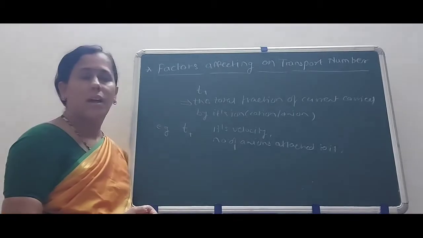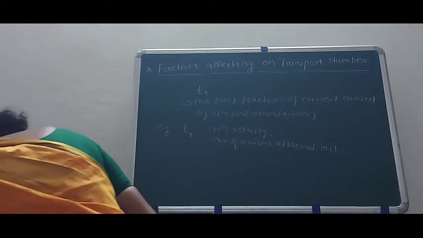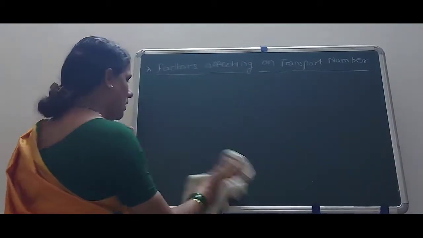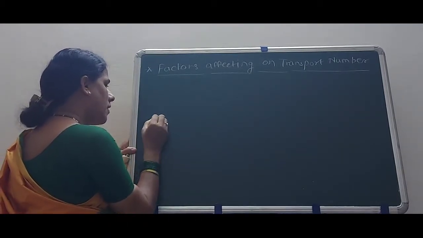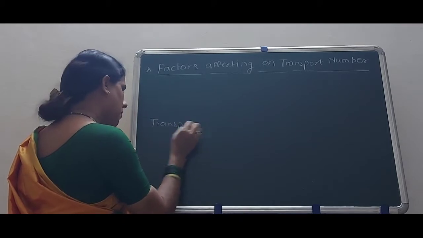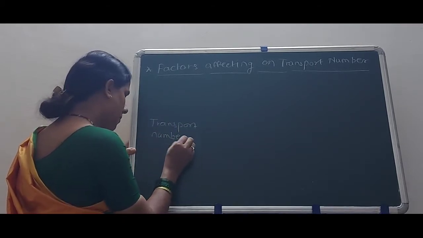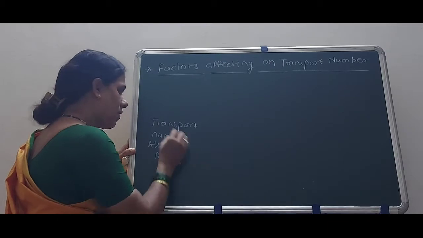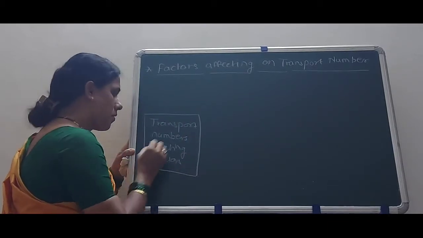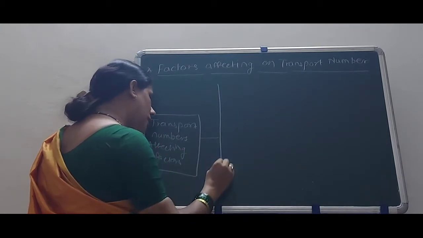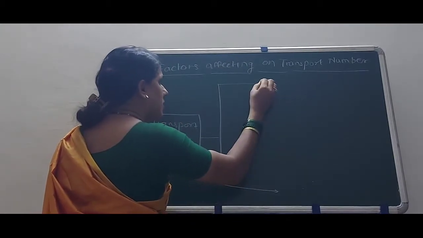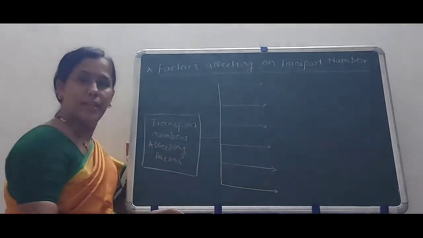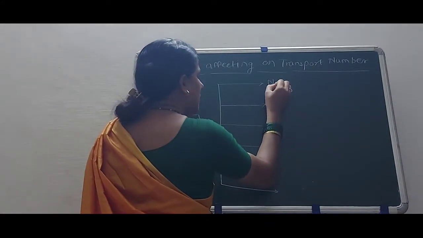Let us see the factors affecting the transport number. Totally there are 6 factors: 1, 2, 3, 4, 5 and 6. Which are these 6 factors? First is nature of electrolyte.